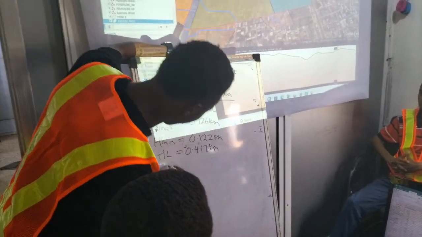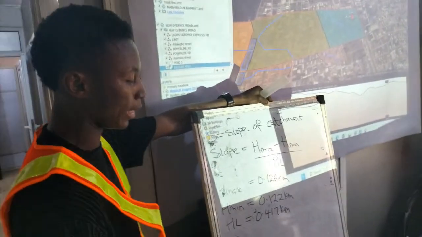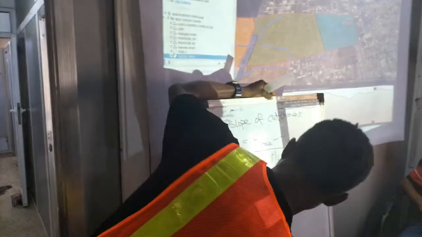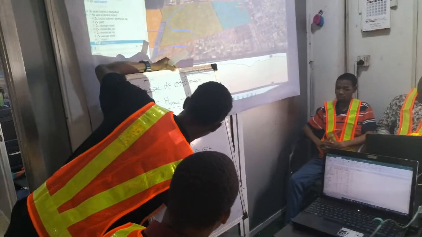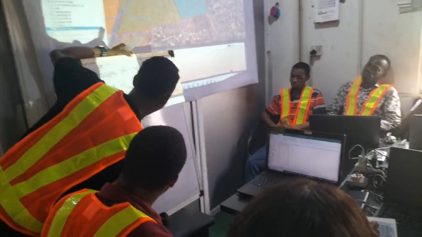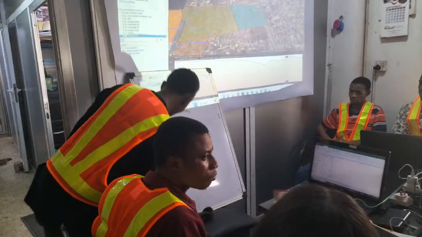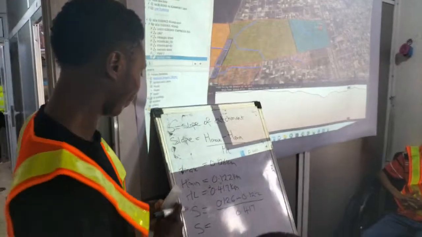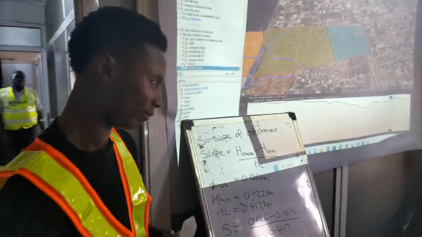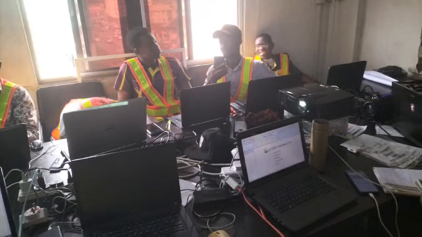Now back to our slope. Our slope simply means H maximum minus the H minimum all over the HL, which is 0.417 kilometer. So we have 0.126 minus 0.122 all over 0.417. Can someone punch it into the calculator and give me a figure? Okay, thank you. 0.0096. Now this is our slope.